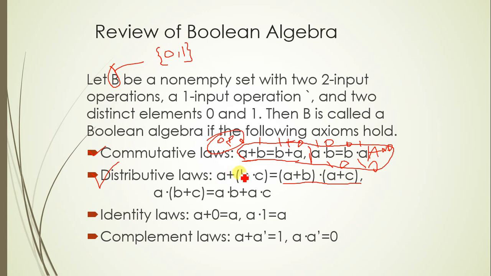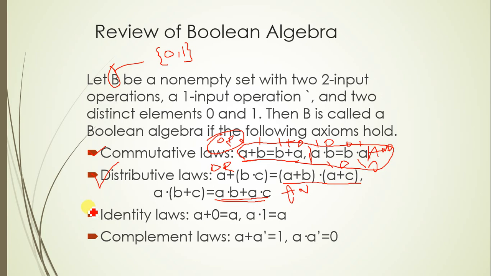That means whenever you're taking A as common, that will be the same thing, right? It has been applied in OR logic here, and in AND logic also this is possible. That is A into B plus C, which is equal to A into B plus A into C.